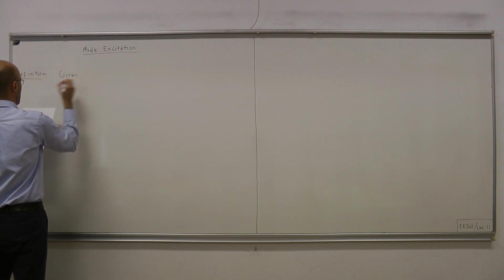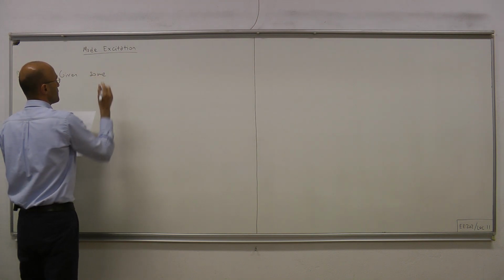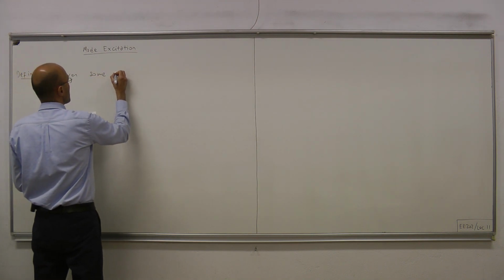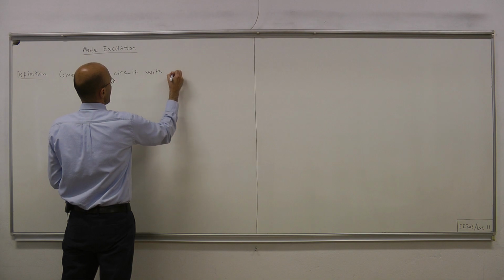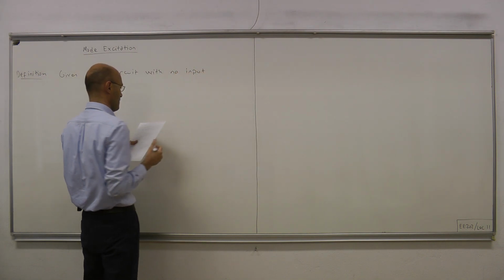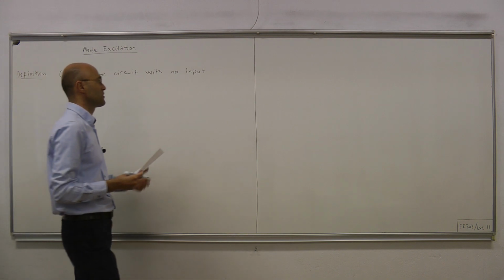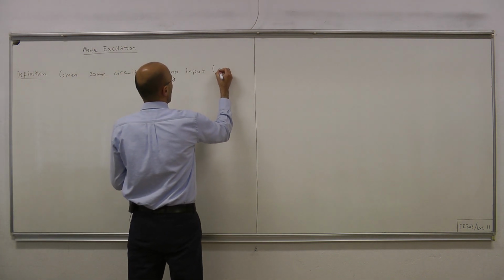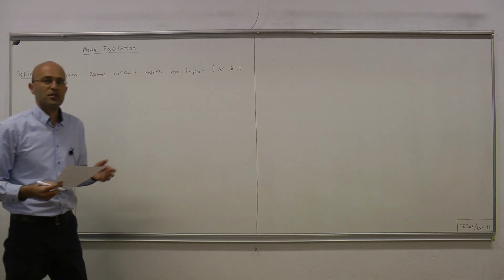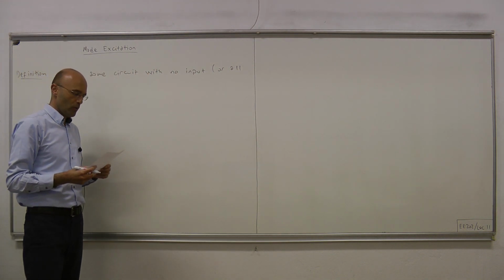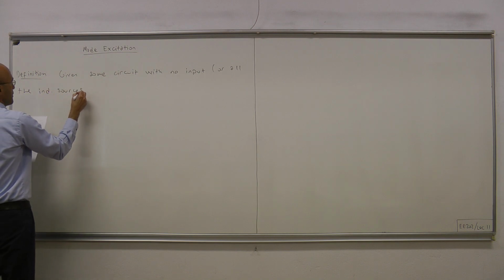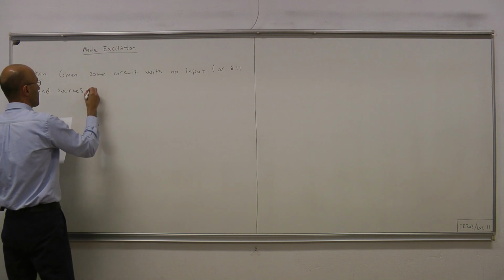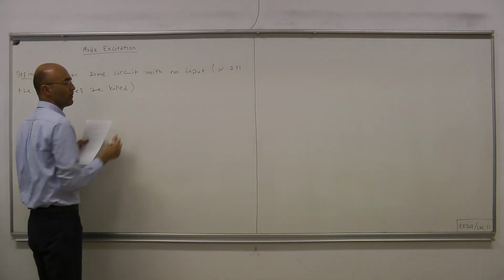Given some LTI circuit with no input, so we're talking about the homogeneous case, x dot equals Ax. Or you may have certain inputs, but they're all killed for the purpose of analysis. All the independent sources throughout the circuit are killed. They're turned off.